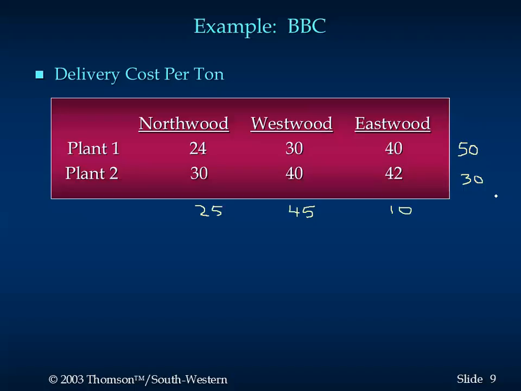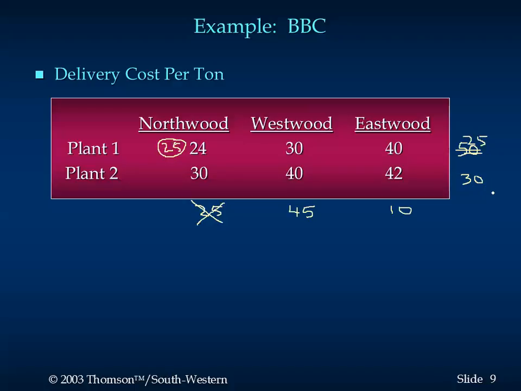Which is the least cost cell here? 24. So let's try to allocate the maximum amount here. How much can we allocate here? Well, we have 50 units, but we require only 25. So what is the maximum we can allocate there? 25. So I'm going to allocate 25 units here. And that means this is completed. I cannot use this anymore. So this column is completed. And how many units are left here in supply? 25.